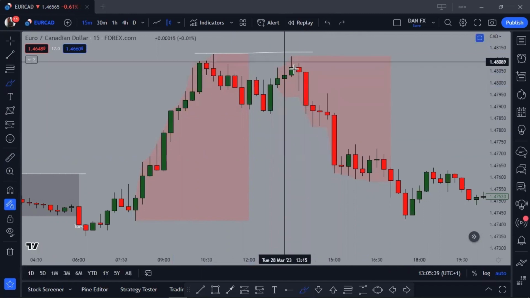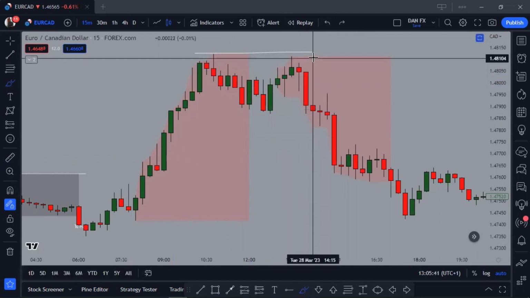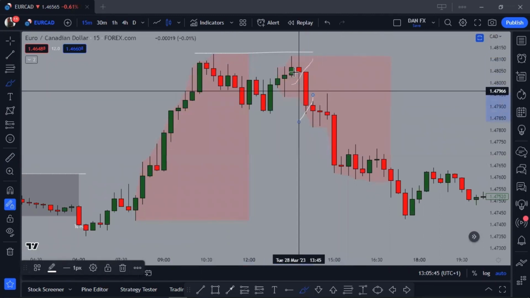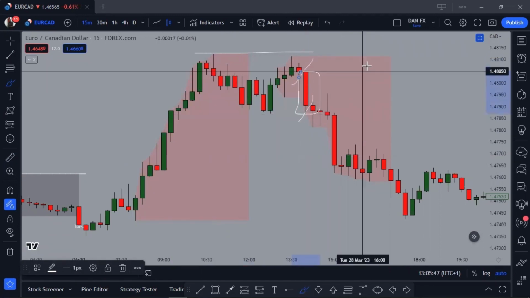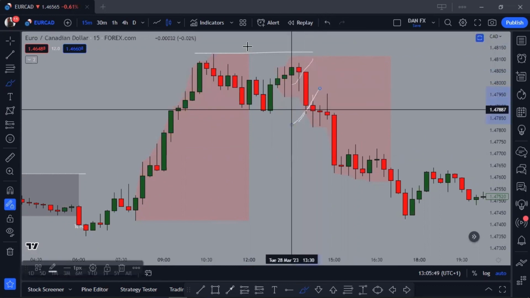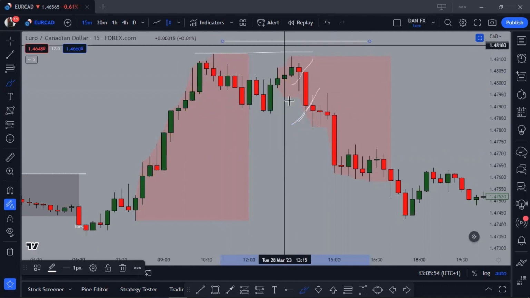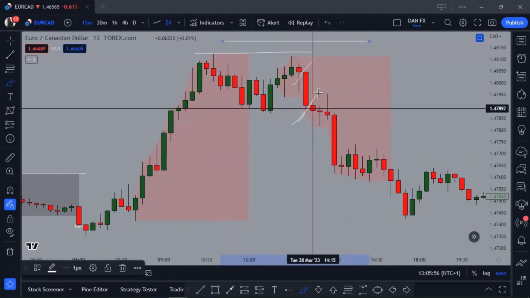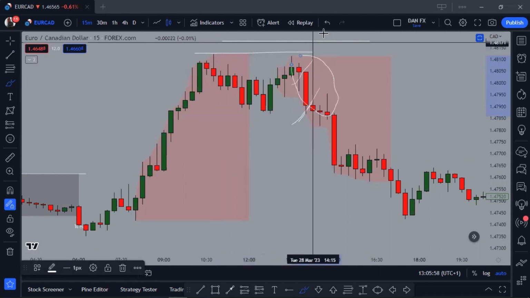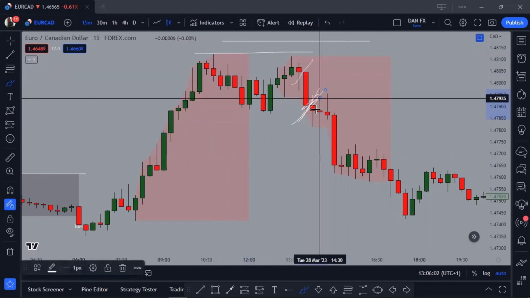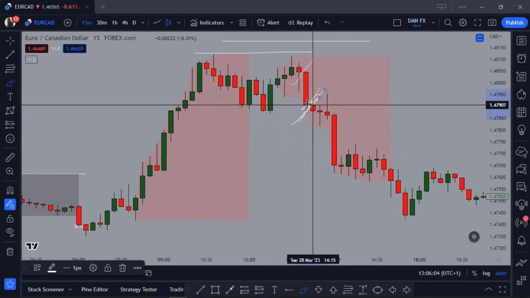So your entry is either here on the close of this hammer, here or here. Here is a little bit late because this candle is like a shift candle, but you can still enter here. Your stop loss would be at the highs, right? A safe distance away from the market makers. If your stop loss is anywhere in here, you're at risk of getting your stop loss hit, right? So when you enter in here, you can see what they did.